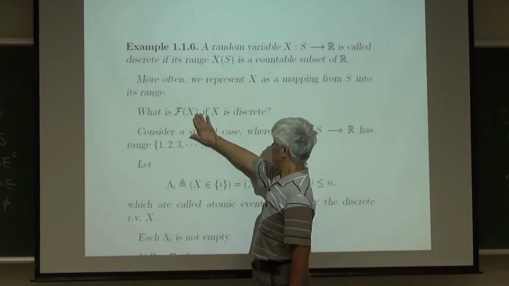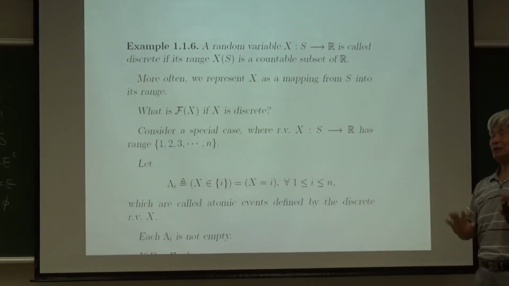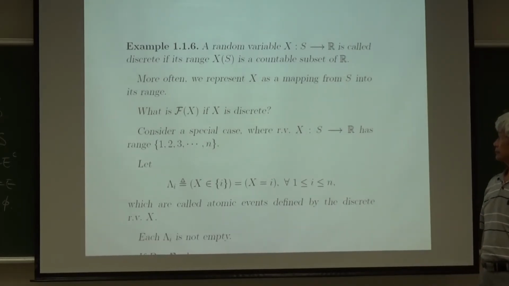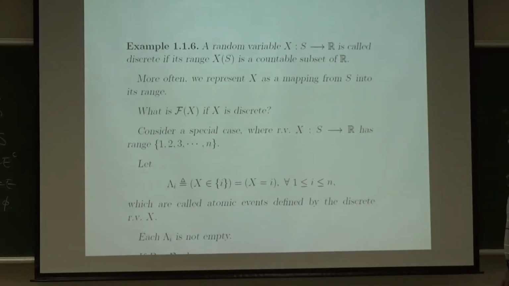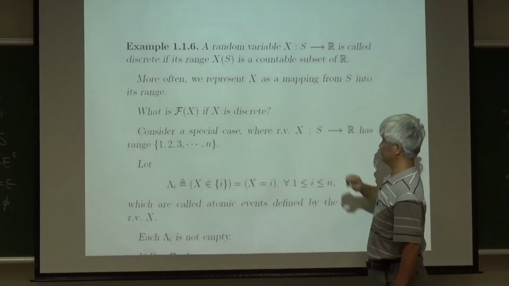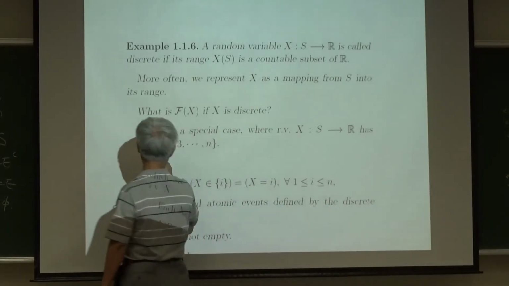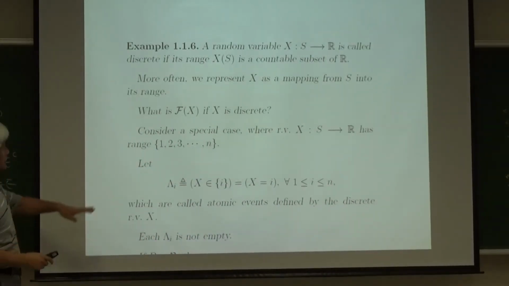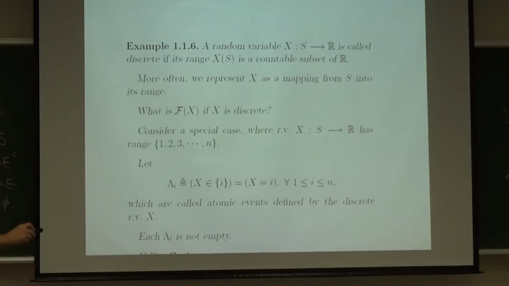So what is the information system associated with a discrete random variable? Because in many practical random experiments we encounter discrete random variables, it is better to know what the information system is. You can just consider a special case here. For example, consider a variable that has finitely many possible values, the integers from 1 to n. So there are n values here, and the value of this random variable can be 1 or 2 or 3 up to n.